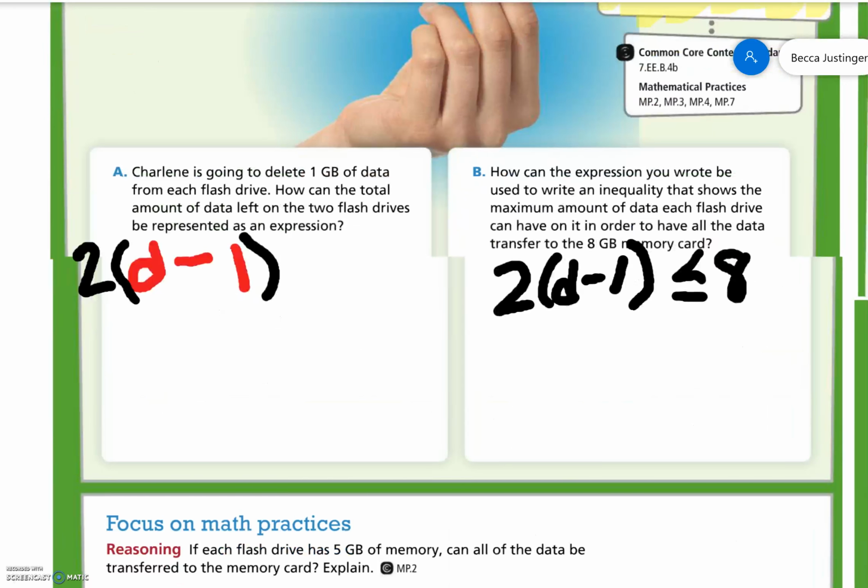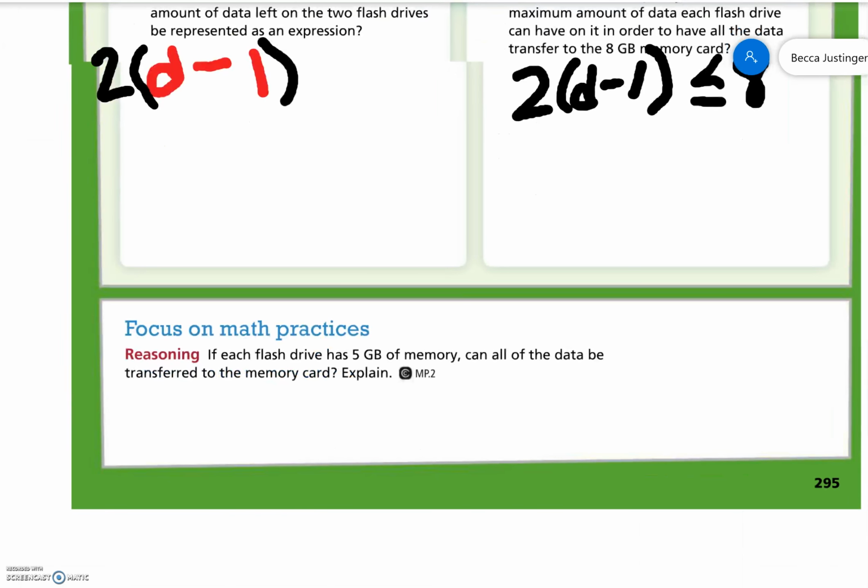Okay, focus on math practices. If each flash drive has 5 gigabytes of memory, can all the data be transferred to the memory card? Explain. So 5 is going to be what D equals. So we're going to rewrite our expression: 2, instead of D, we're going to put in 5, minus 1, is less than or equal to 8.